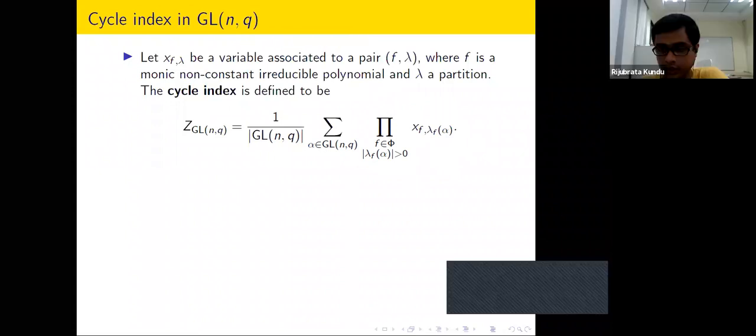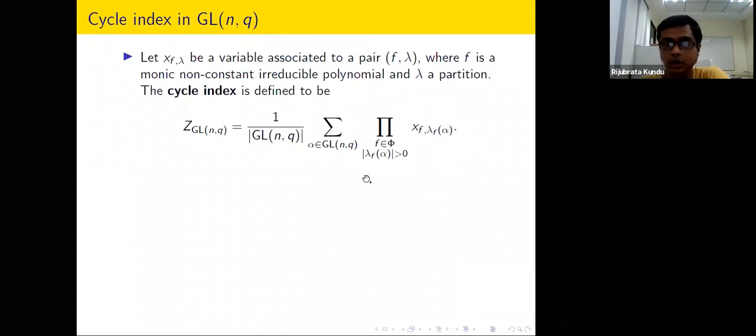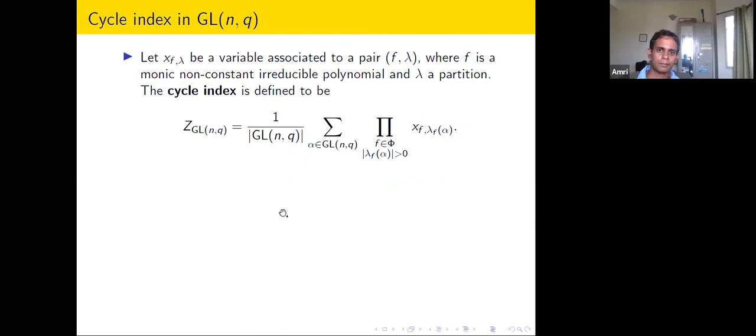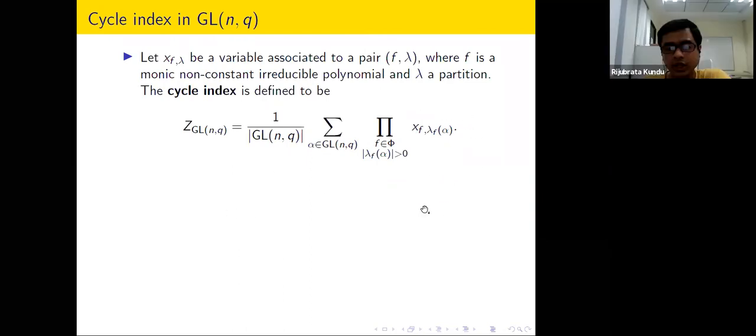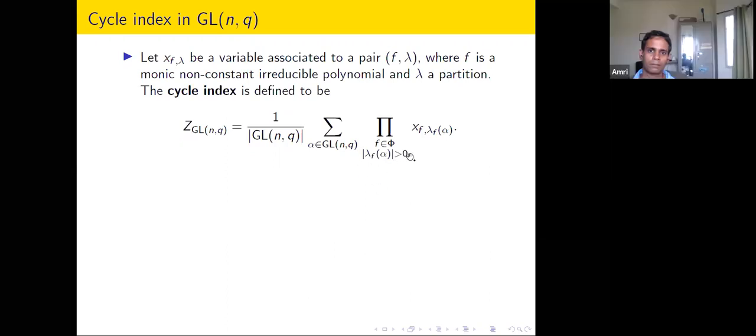I may have been muted or something. Sorry. Yeah. Can everyone hear me? Yes. Yeah. Yeah. So you see that the product here is over f belonging to capital Φ with the size of λ_f(α) greater than zero, of x(f, λ_f(α)). So you see that this product inside is a finite product, because there are only finitely many polynomials f such that this λ_f is a non-empty partition, right?